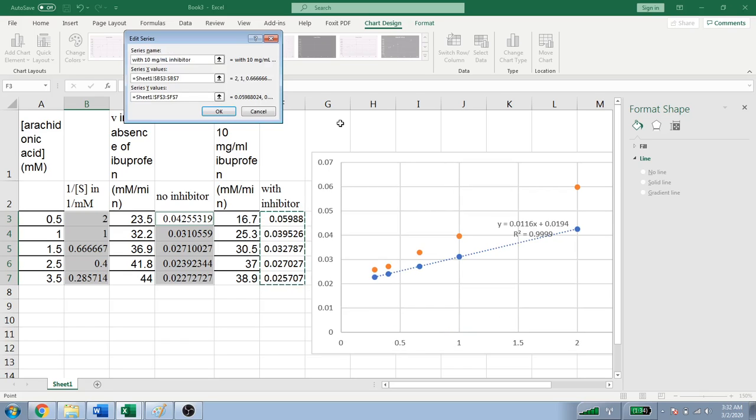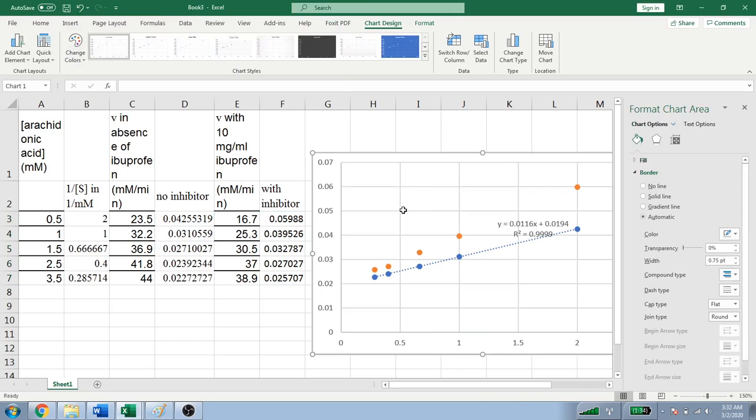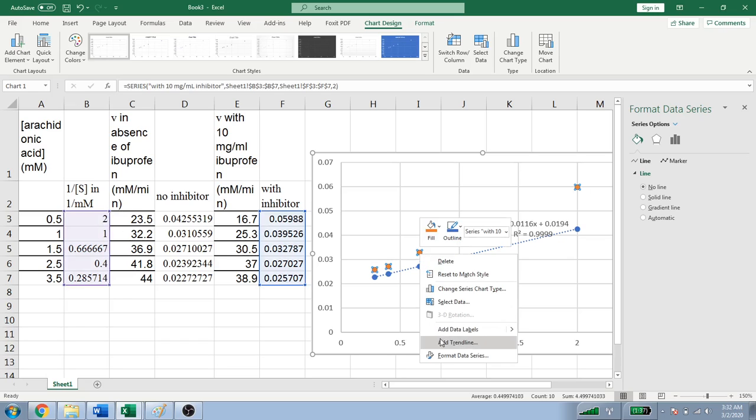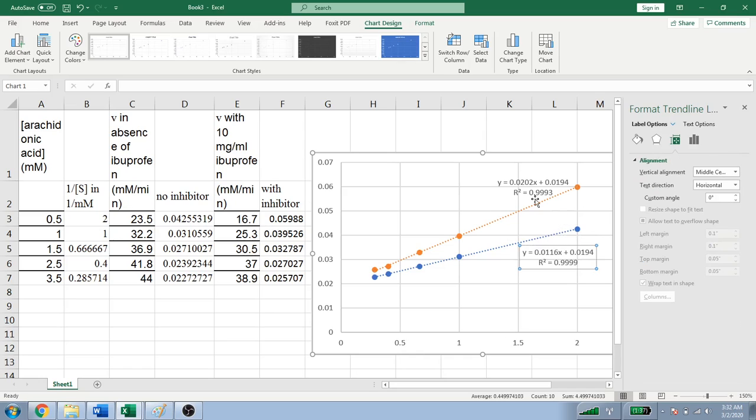Okay, and then we have a nice set of points here. Click on OK, and then I click on one of these points, and then right-click and add trend line, and get the equation and the R-squared. These R-squareds are very high. That's probably not realistic. So your professor made up this data somehow, but that's good for pedagogical purposes.